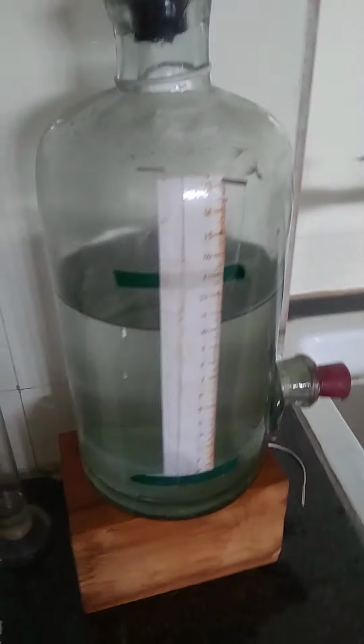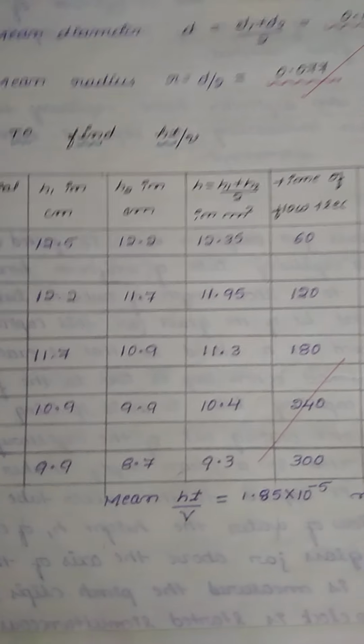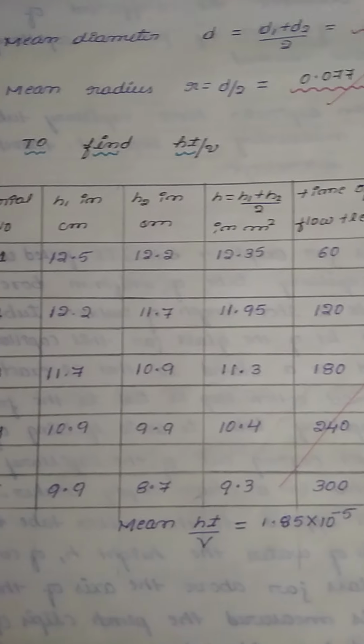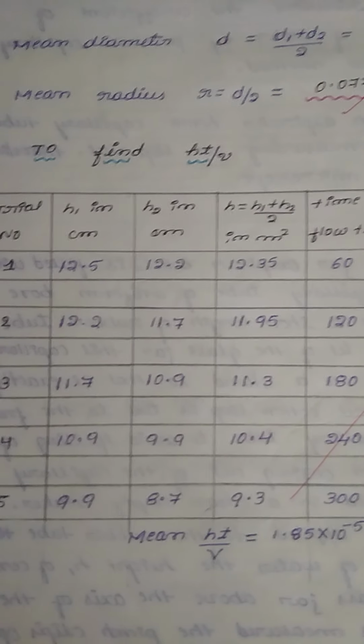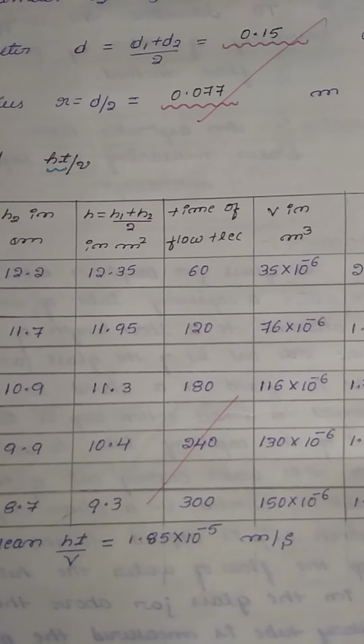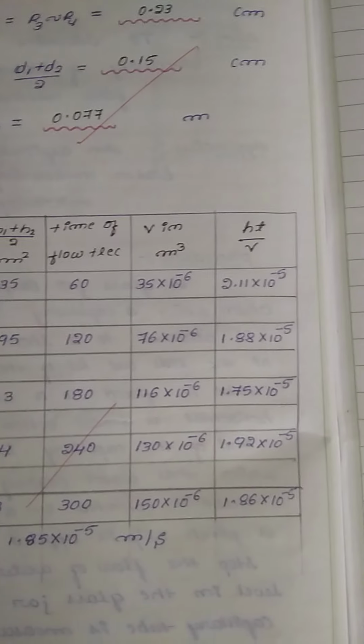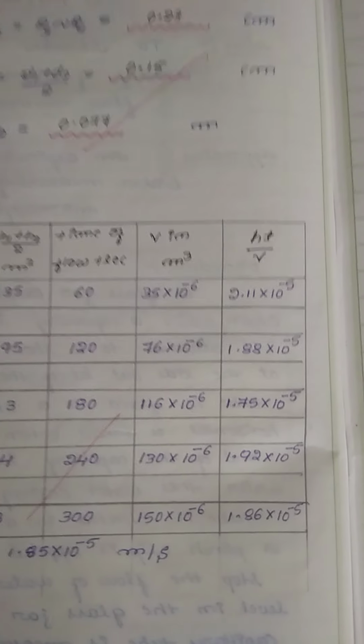Before going to the experiment, we want to know about the tabular column. In the tabular column, there is the trial number, H1 and H2, which are the heights of your water level. The first height is H1 and the second height is H2, and the mean value H, and the time taken for the water to flow, that is t, and V is the volume of water collected, and Ht by V is the calculated column. Okay, now we are moving to how to do this experiment.